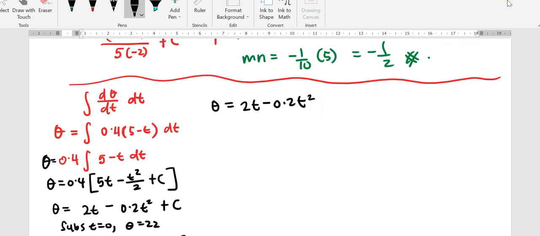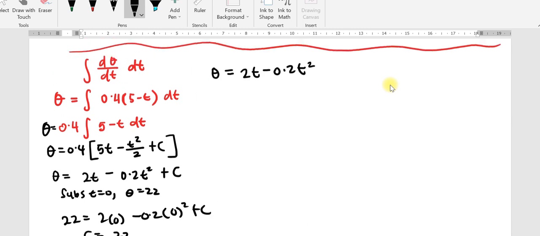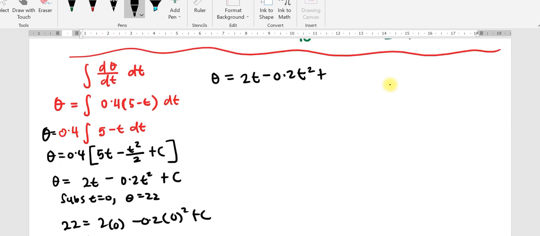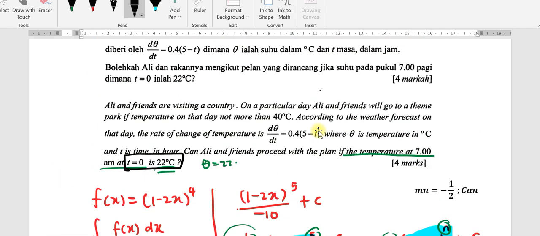Okay? You get this, and then don't forget your plus 22 here. Okay, lepas tu guys. Okay, we read again the question. On a particular day, Ali and friend will go to the theme park if the temperature on a hot day is not more than 40 degrees Celsius. That means this is the maximum temperature. Maximum temperature is 40, correct or not?